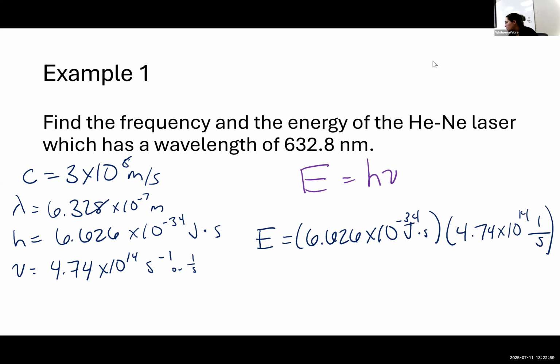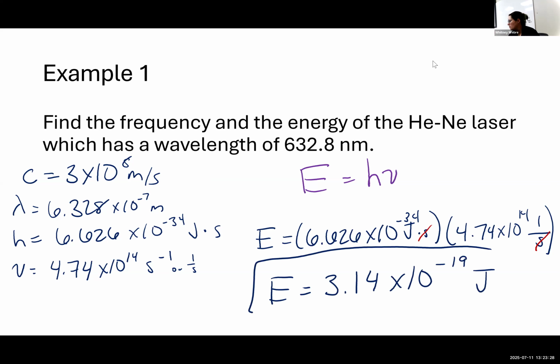This is why it's so important to always write your units when you do your math, because if you ever confuse what your overall answer units are, this is how you can decide. I don't need to remember that it's always joules, because I know the units cancel out and I'm left with joules. So E equals a small number, 3.194 times 10 to the minus 19 joules.